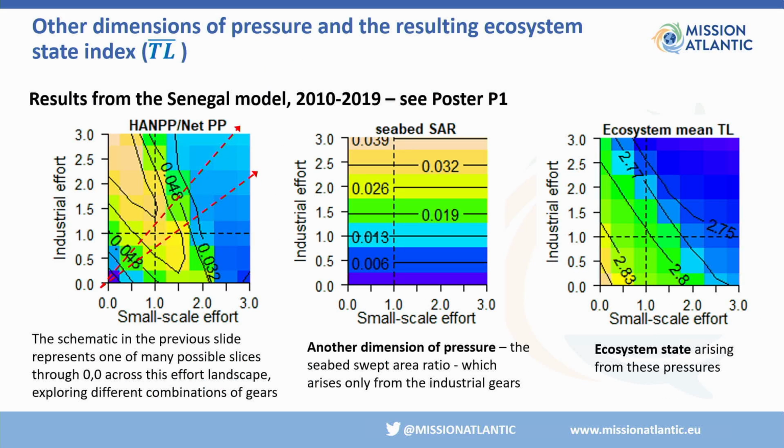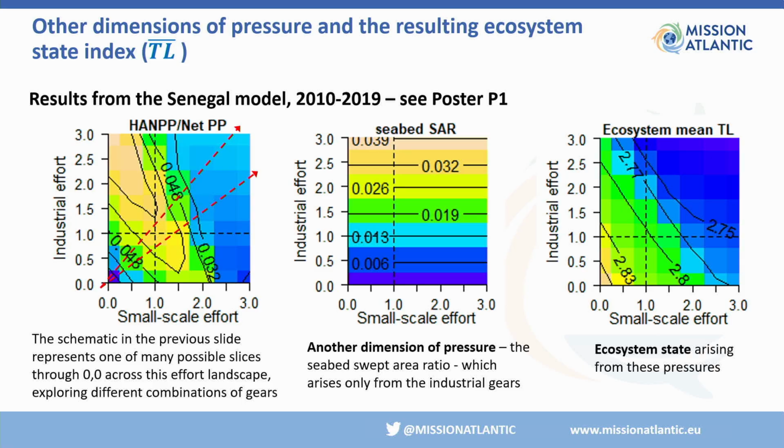So if we think about that another way, these are pictures from the Senegal model for the 2010s, and let's look at it on the poster. So the little schematic that I just showed in the previous slide is like one of many possible slices through the left-hand panel here. So the red dashed line with an arrow on the end is a slice through that landscape, and the surface shows a dome-shaped response. And that schematic was like one of those transects through that space.